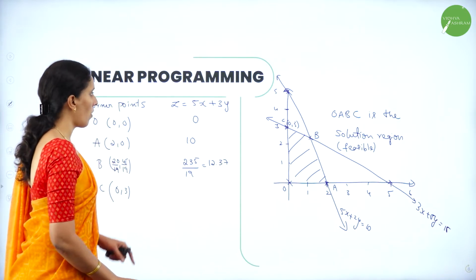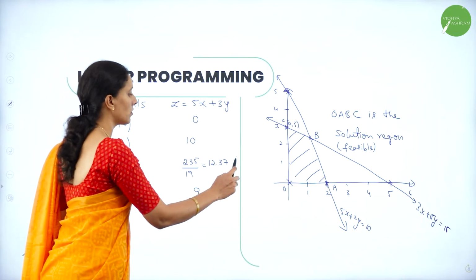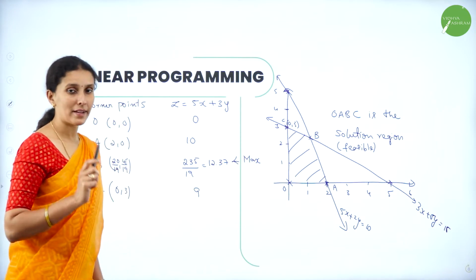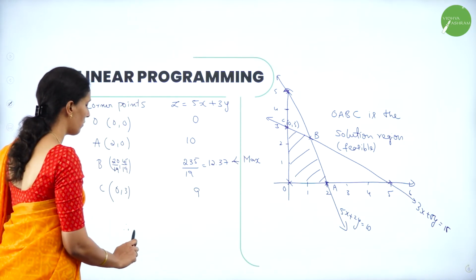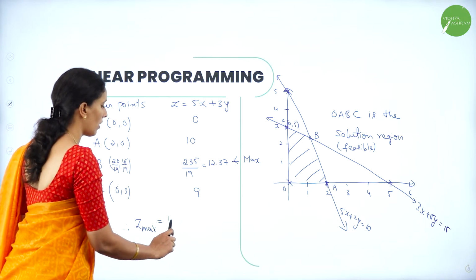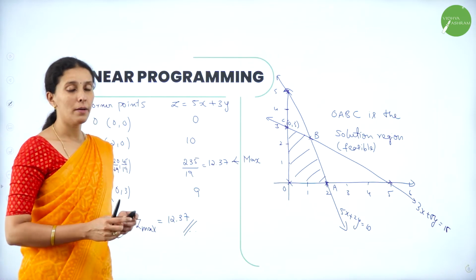Next one is 0, 3. I'll get the value of 9. So which is the maximum value? This is the maximum value. Therefore we will write Z max is equal to 12.37. So hence we have found the maximum value.